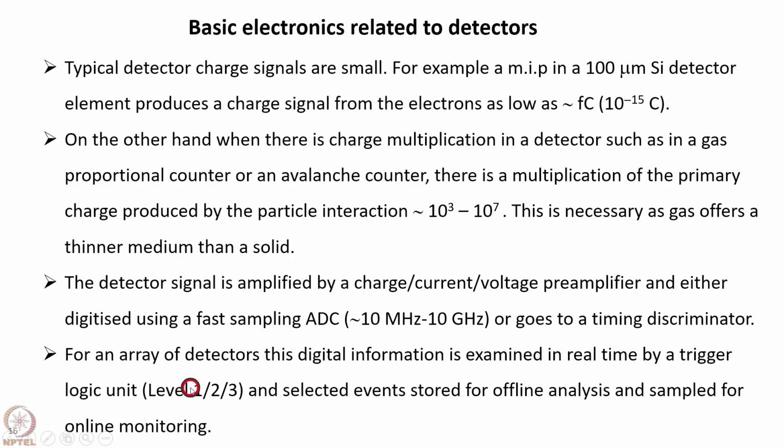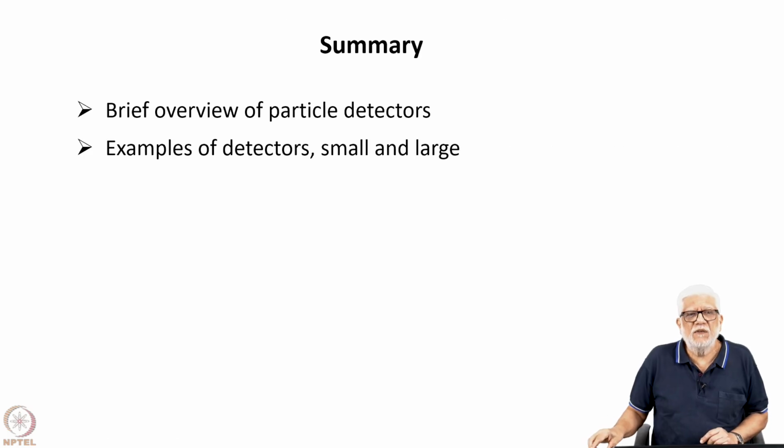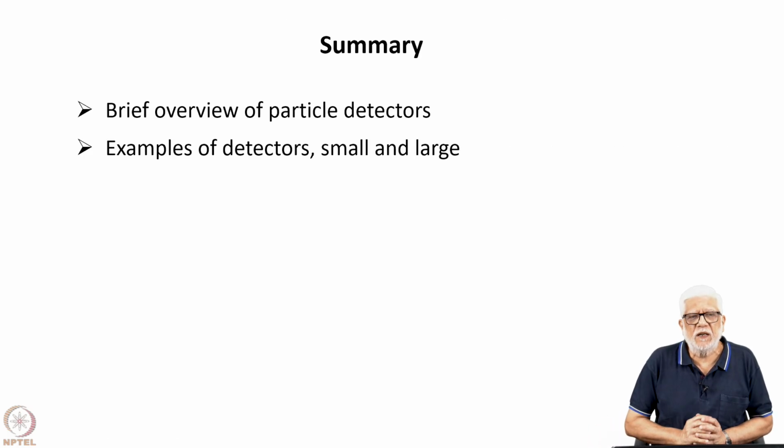There can be several levels of this logic, level 1, level 2, level 3 in the biggest experiments where you have a large number of detectors, millions of channels. Then you may even go to level 3 where you reduce the number of selected events such that they become manageable and can be stored for offline analysis. Of course, some of them you would like to sample so that you can monitor in real time how the detector is performing. So, in summary, we have seen a very brief overview of particle detectors.